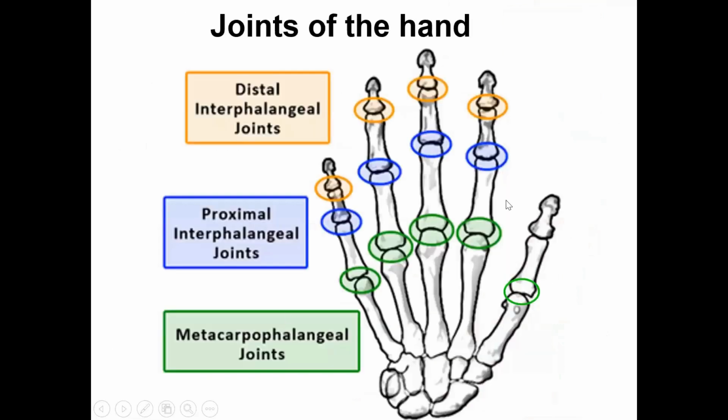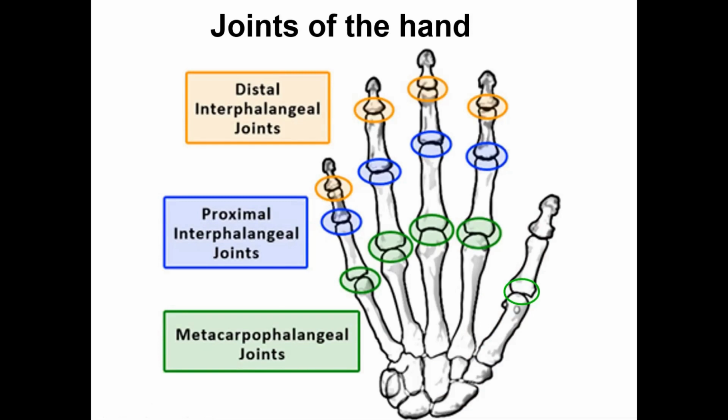All right. The joints of the hand, pretty straightforward. We've got the metacarpophalangeal joint, also called the MCP here. This articulates the metacarpals with the first row of phalanges. We've got the proximal row of interphalangeal joints, and then we've got the distal row of interphalangeal joints.